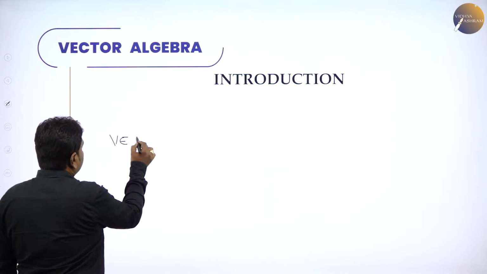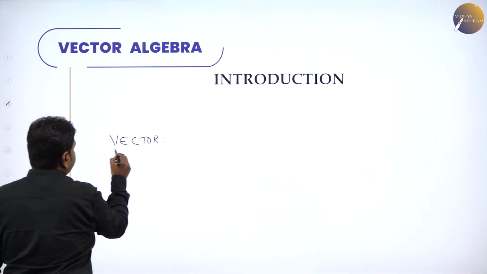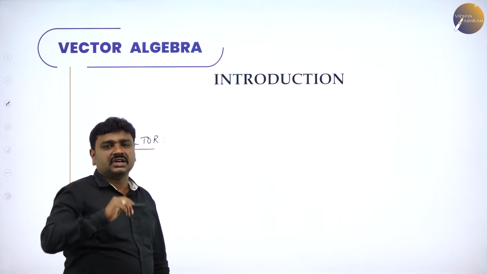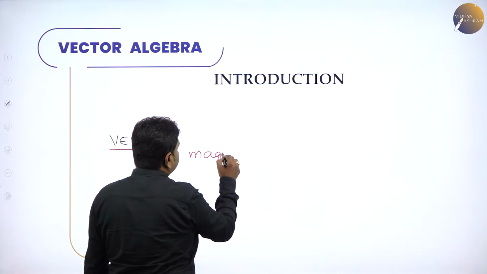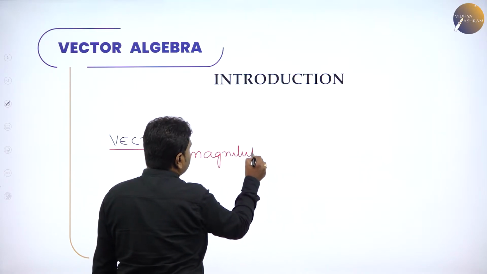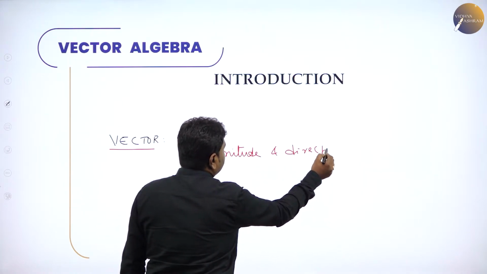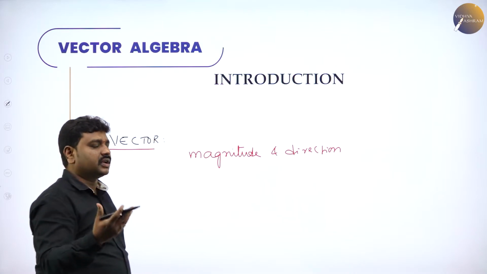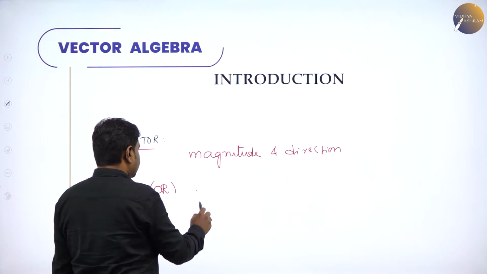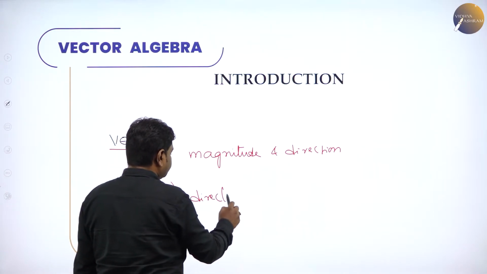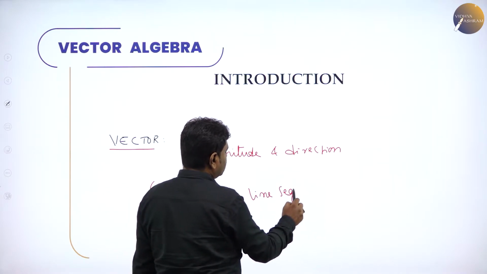When we consider what is a vector, you would have already studied in your physics, vector is a physical quantity which will have both magnitude and direction. Or we say a directed line segment is a vector. A directed line segment is also called a vector.